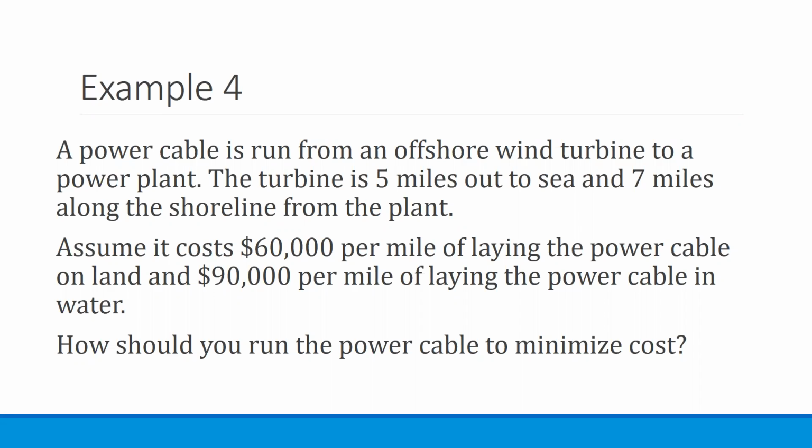In example 4, it says, a power cable is run from an offshore wind turbine to a power plant. The turbine is 5 miles out to sea and 7 miles along the shoreline from the plant. Assume it costs $60,000 per mile of laying the power cable on land and $90,000 per mile of laying the power cable in the water. How should you run the power cable to minimize cost?